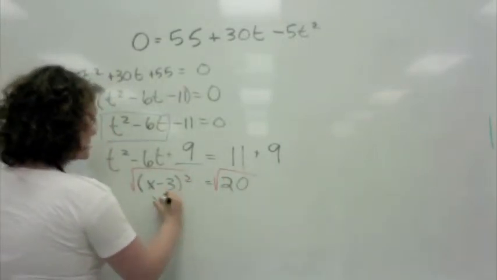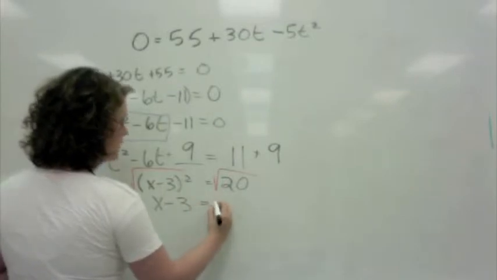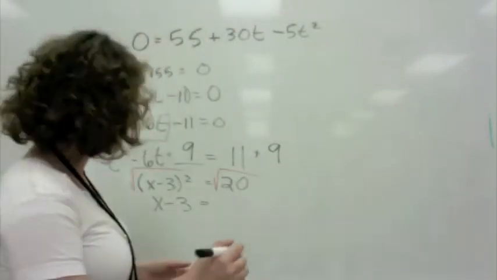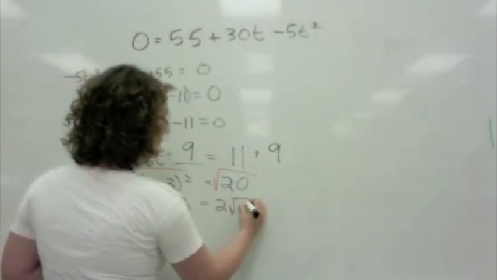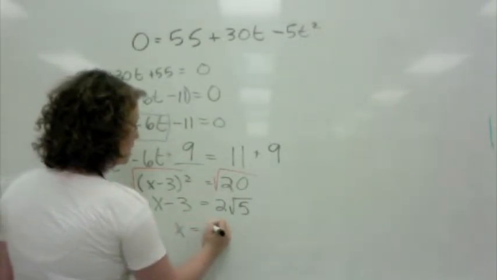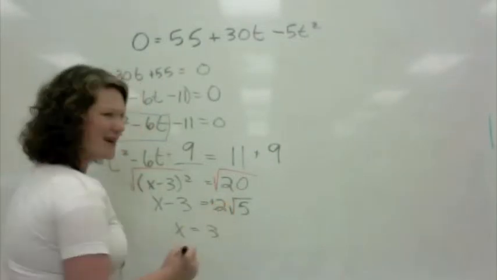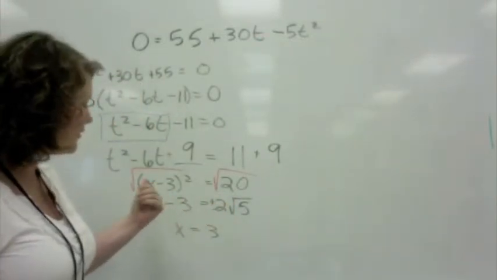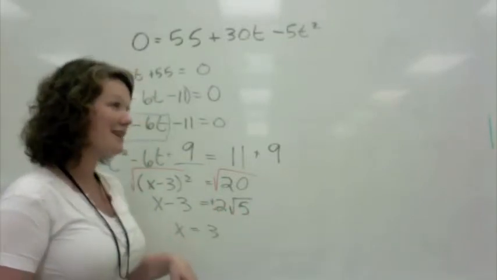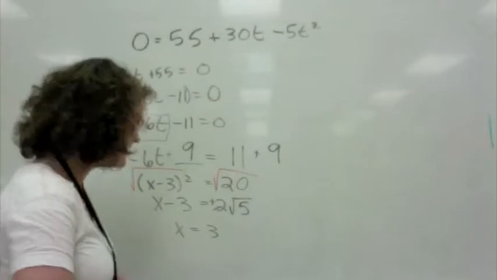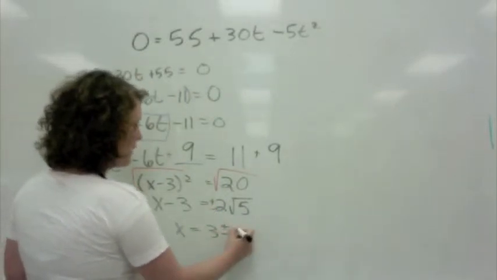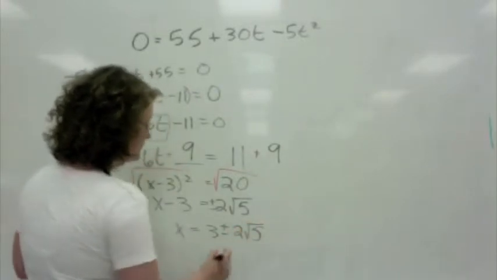So I get x minus 3 equals the square root of 20, but guys, we know our radicals, so it's actually 2 root 5. Add 3 to both sides, we have x equals 3... look what I forgot. If you guys were here, you probably would have caught it, and I would have had to owe you a lollipop. But I don't owe you anything now. Okay, so don't forget that positive or negative.